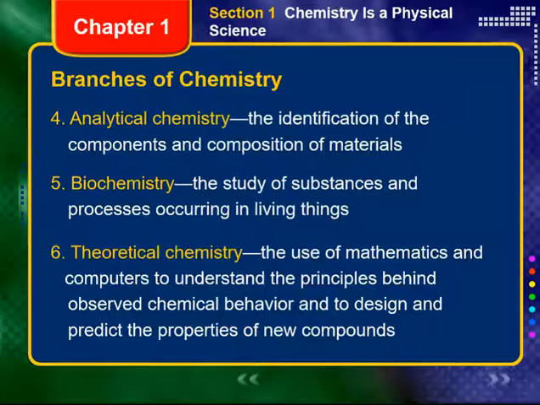4. Analytical chemistry, the identification of the components and composition of materials. 5. Biochemistry, the study of substances and processes occurring in living things. 6. Theoretical chemistry, the use of mathematics and computers to understand the principles behind observed chemical behavior and to design and predict the properties of new compounds.